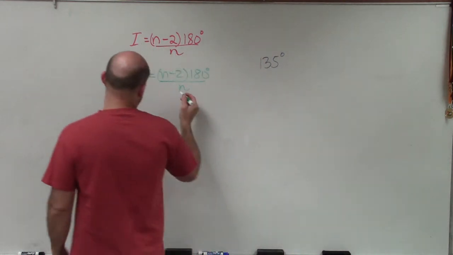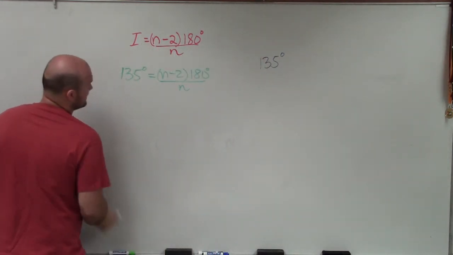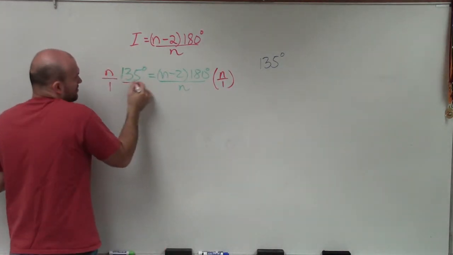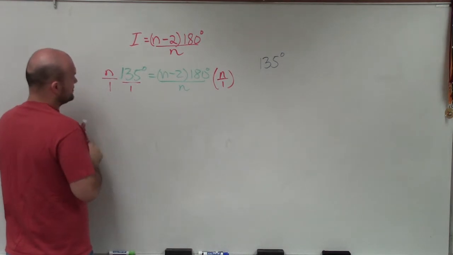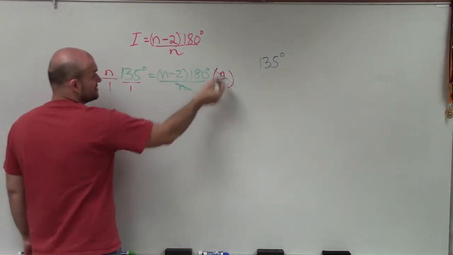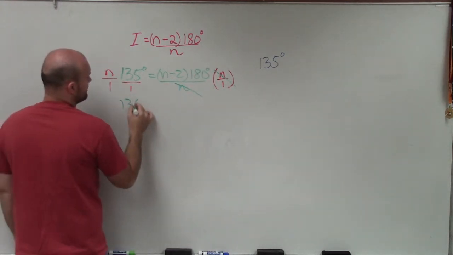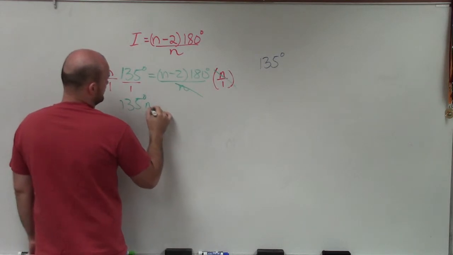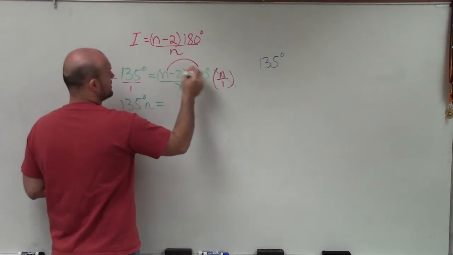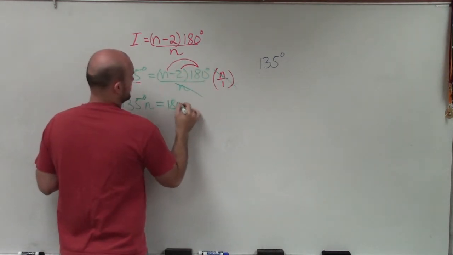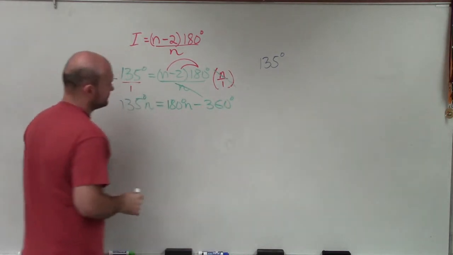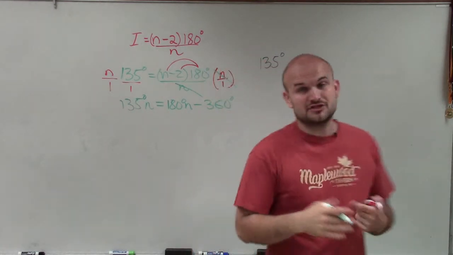To do that, I'm going to multiply by n on both sides. That gets the n off the denominator. You could say multiply by n over 1 if you want to, but these are both over 1 anyway. Here the n's divide out, and this becomes 135 degrees times n equals, now since I divided these out, I'm going to apply the distributive property: 180 degrees n minus 360 degrees. That's by applying the distributive property.